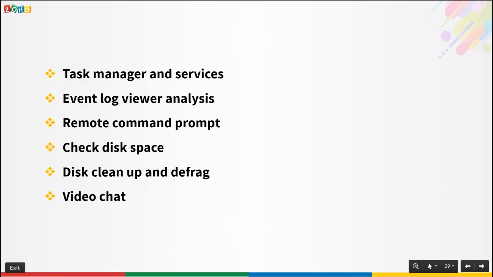So these are the various tasks that we perform to ensure the end user's computer is functioning efficiently and is not slow. We saw the task manager and the services, the event log viewer analysis, the remote command prompt, and how to run the remote command prompt as a different user. We also checked the disk space. We cleaned up the unwanted and temporary files. We defragmented the drives as well. And then we finally confirmed if everything is fine at the remote end using the video chat. So let's move forward to the next scenario.